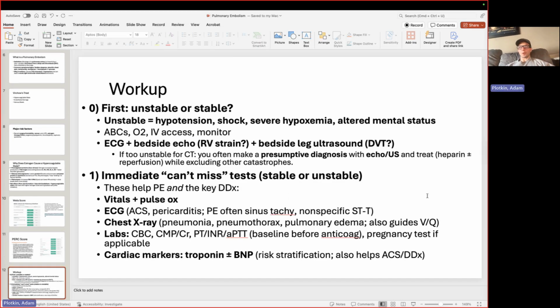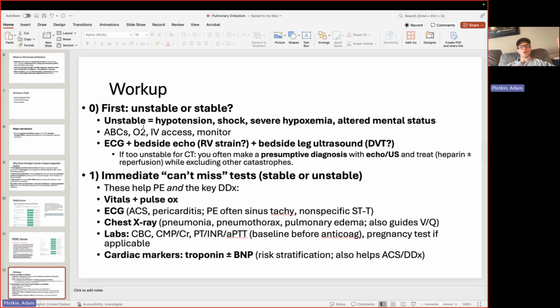All right, so the workup, right? First things first, is the patient stable or unstable, right? We'll talk about massive and submassive PE in a second. But if the patient is unstable, meaning their systolic blood pressure is less than 90, they have severe hypoxemia, or altered mental status, this is very concerning for obstructive shock. We're going to need to send them to the ICU, and we need to act ASAP, right? If they are more stable, then we can go on to the next steps, right?